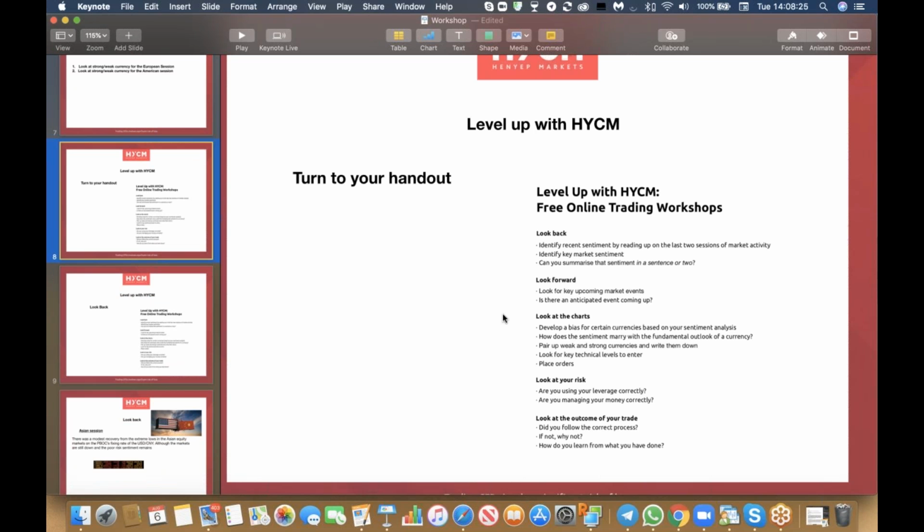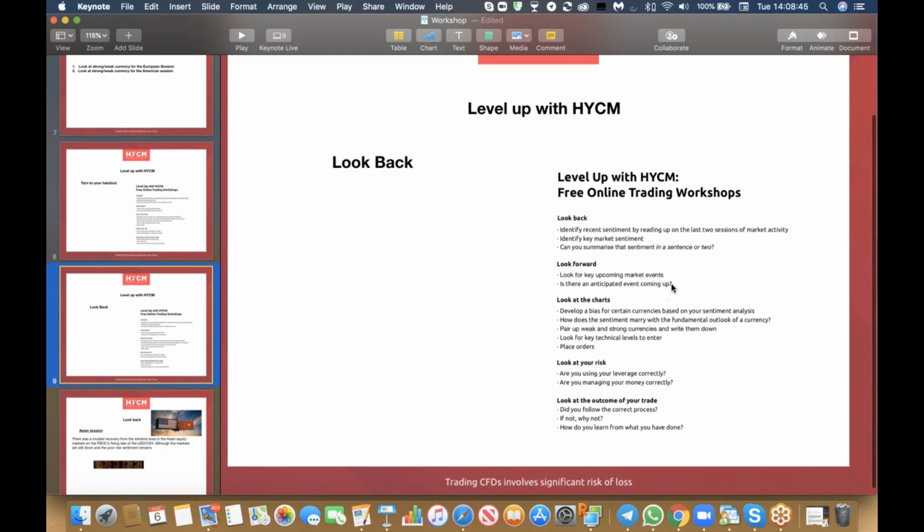If you want to turn to your handout, we'll start off by looking back. We're identifying the recent sentiment by reading up on the last two sessions of market activity, and then we want to identify that key market sentiment and try to summarize it in a sentence or two. When I first did this, as some of you who've been coming to this workshop for a while will know, I went through a lot of material. As I've been reflecting, I think it's not so helpful to go through so much material, because what we're trying to find is the main sentiment that drives the currency. That's always what you're trying to find: what is the main driver, what's the main mood?